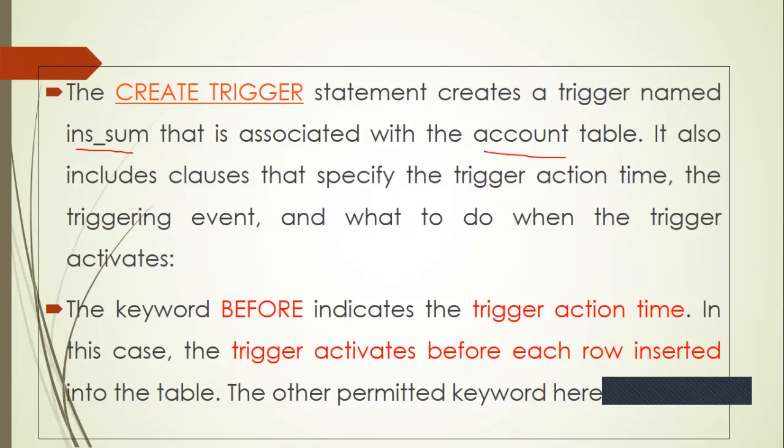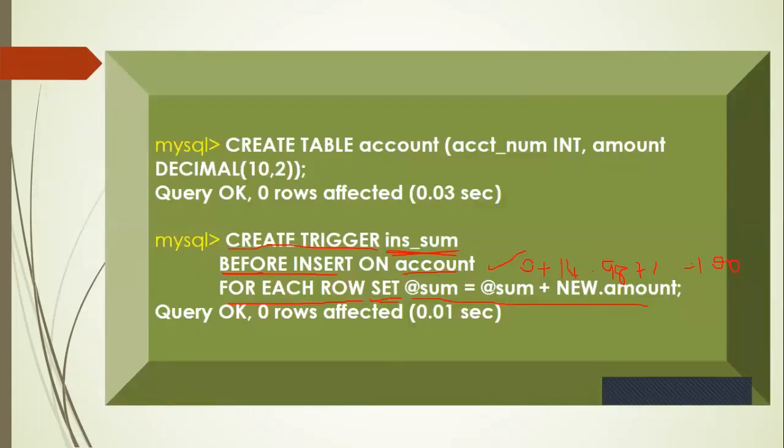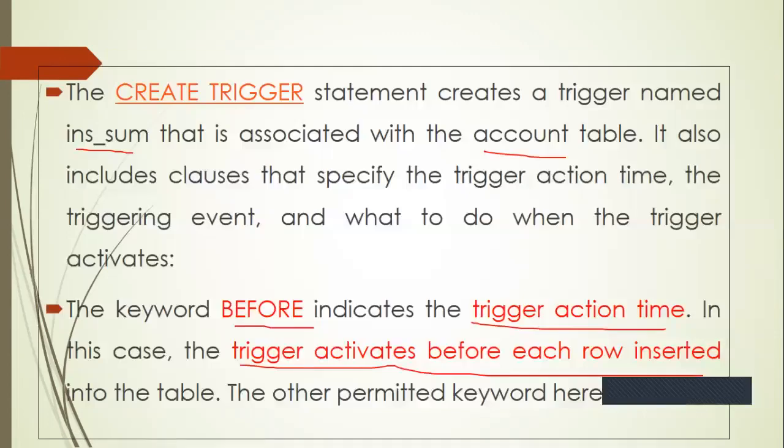Now, what is that we have used before? This is nothing but your trigger action time. In this case, the trigger activates before each row is inserted. Here we are using before insert. Before insert basically means whenever you are trying to insert data in the account table, before insertion of that row, the first thing it does is perform this trigger. That's what the trigger activates before each row is inserted into the table.